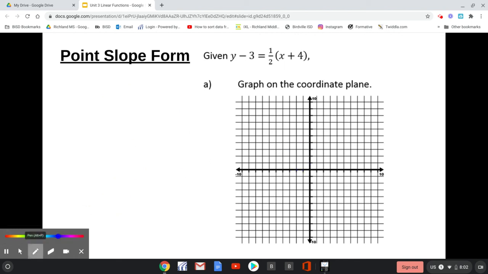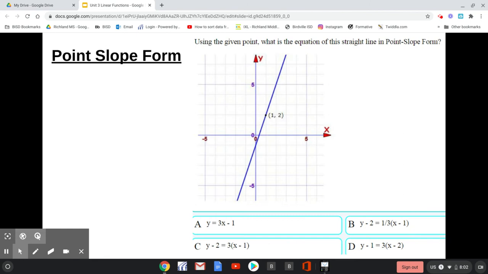Let's erase that and go to the next one. Okay, they want us to choose the point slope form here, so let's see which one it is. It looks like this is crossing at -1, so we know the y-intercept is -1. They're looking for point slope form. So if we go up 1, 2, 3, and over 1, we know our slope is 3.